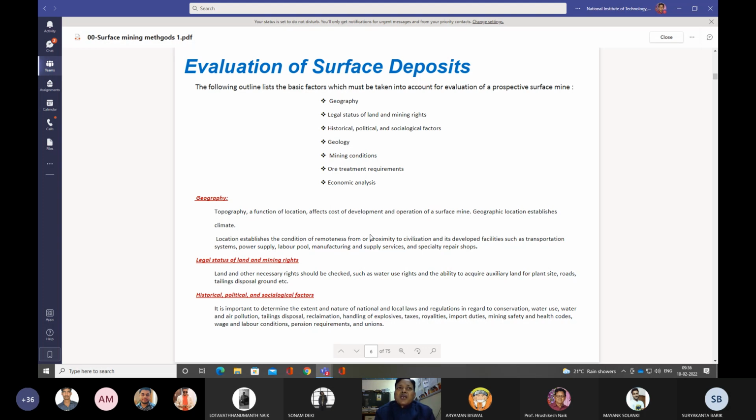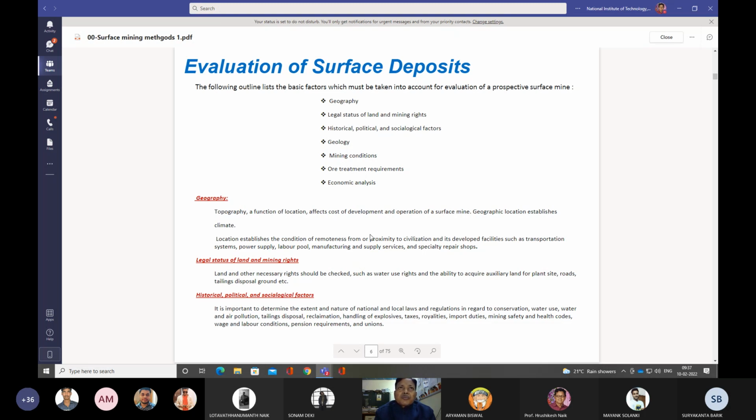Therefore, the legal status of the land and mining rights are very important to evaluate surface mining deposits. Land and other necessary rights should be checked, such as water use rights. Whenever you are going to use water for your mining purpose, water use rights and the ability to acquire auxiliary land for plant site, roads, tailings disposal ground, and waste disposal ground. All these things are related to your land and your mining rights. You have to check whether they are feasible or not.